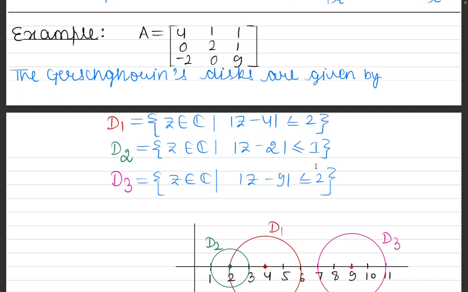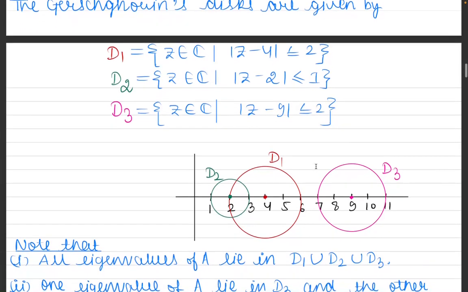Yeah. D2 will be Z belongs to C. The diagonal entry is 2, right? So it will be modulus of Z minus 2 less than equal to 1. And D3, it is what? It is basically modulus of Z minus 9 less than equal to 2.